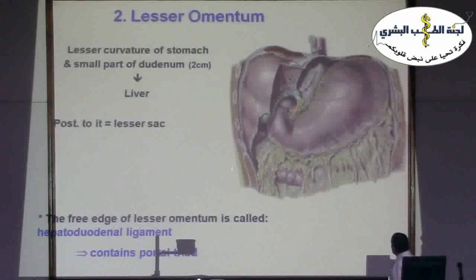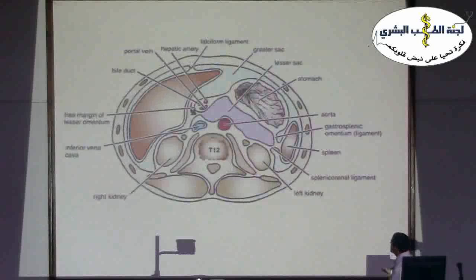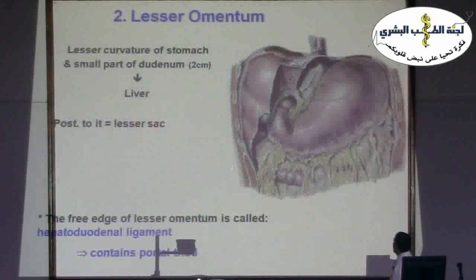The hepatoduodenal ligament is the last 2 centimeters, the free edge of the lesser omentum. And actually this edge forms the anterior border of this foramen. What is this foramen? The foramen of Winslow. Anterior border of the foramen of Winslow. So if you bring a knife and cut the lesser omentum from here, you will find 3 structures. We call them the portal triad. You see? This is the stomach, this is the lesser omentum from the stomach to the liver, and its free margin here contains the portal triad.